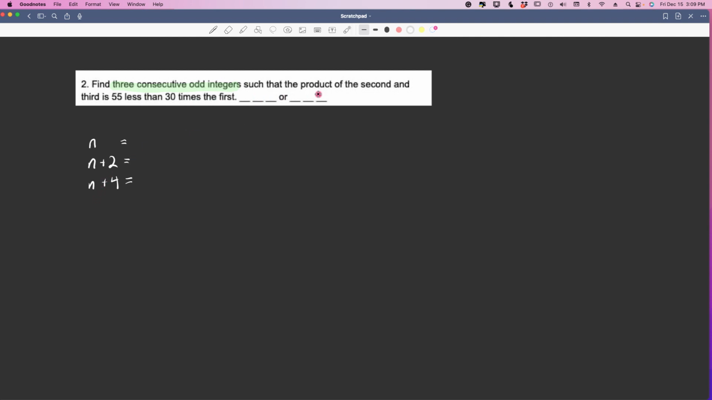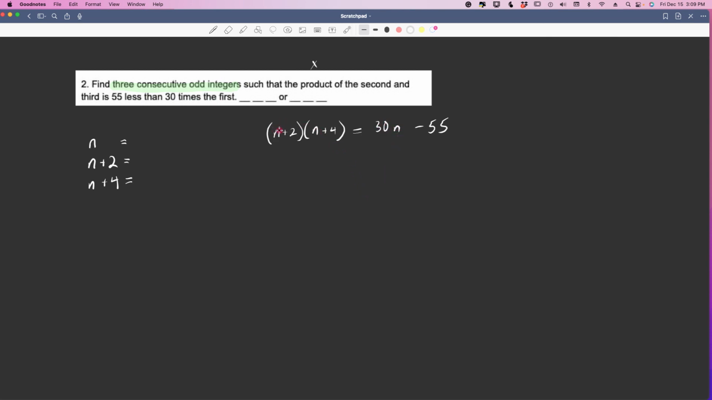Such that the product of the second and third, so we're going to multiply the second times the third, is, that's our equal sign, 55 less than. So we're going to subtract 55. 30 times the first. And the first is just n. So we're going to say 30n.